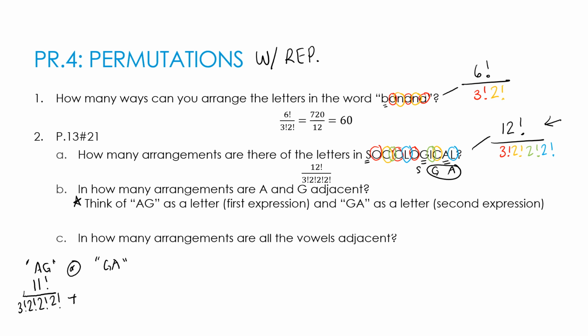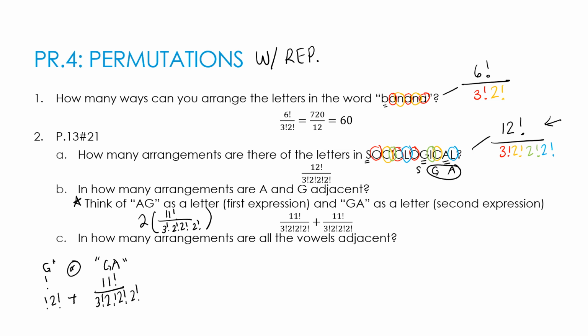And then I'm going to do the same thing for GA, and as I'm sure you probably guessed, that means there are 11 letters, so I'm going to permute those with the same denominator as before. So that's going to be my solution for B. Or I could have just said 2 times 11 factorial over 3 factorial, 2 factorial, 2 factorial, 2 factorial.